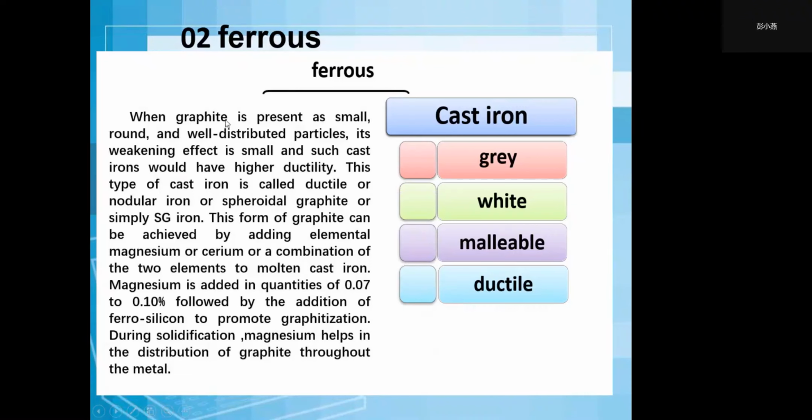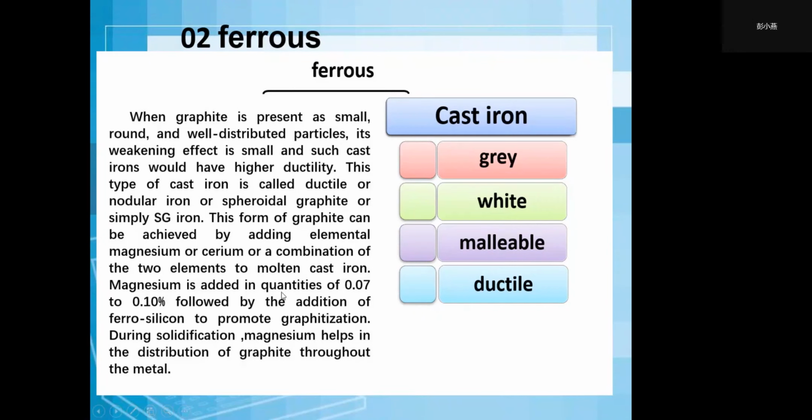And when graphite is present as small, round, and well-distributed particles, its weakening effect is small, and such cast iron would have higher ductility. This type of cast iron is called ductile or nodular iron, or spheroidal graphite, or simply SG iron. The form of graphite can be achieved by adding elemental magnesium or cerium, or a combination of the two elements to molten cast iron.